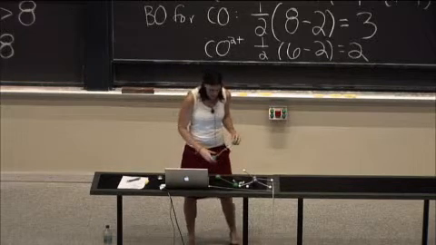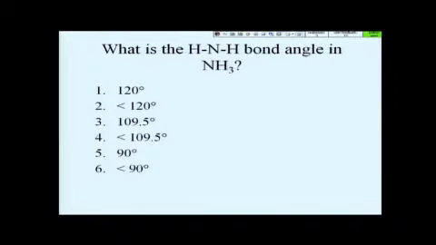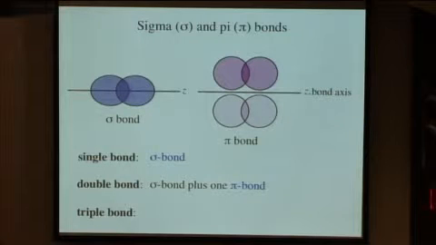In contrast, if we talk about a double bond, what we're now talking about is having both a sigma bond and also one pi bond.